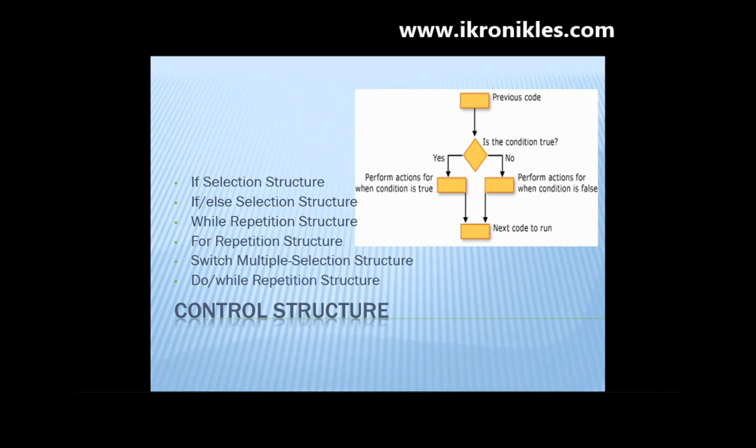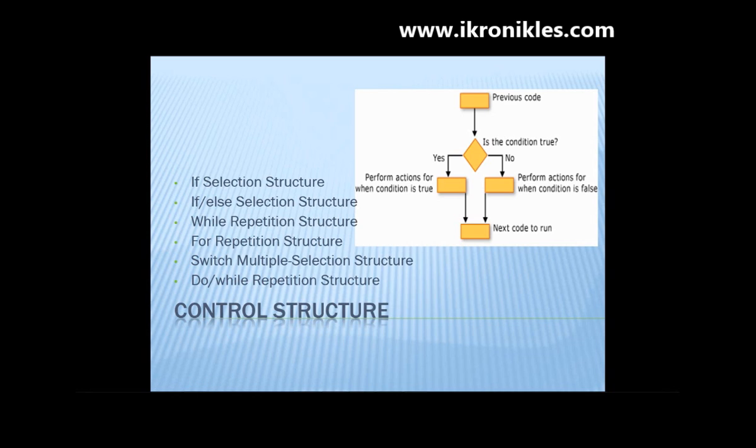There are four types of iteration control structures. We have the while repetition structure. We have the for repetition structure. We have the do while repetition structure, and one other one is the for each repetition structure. For instance, if you want to count the number of students in a class, you don't need to write your code over and over again. You use this structure to control it instead.